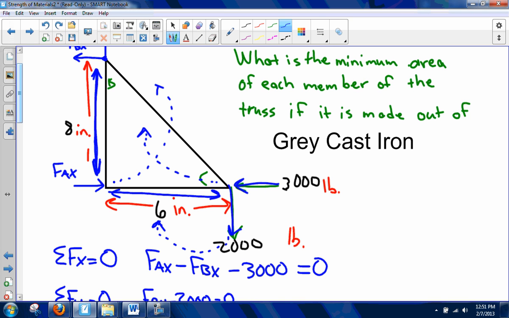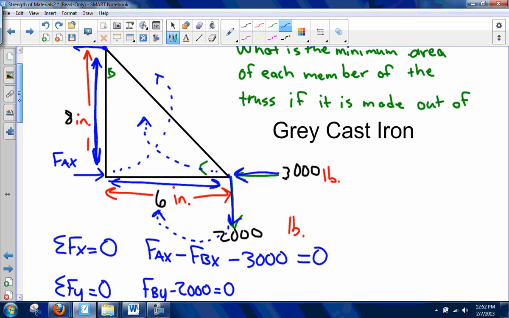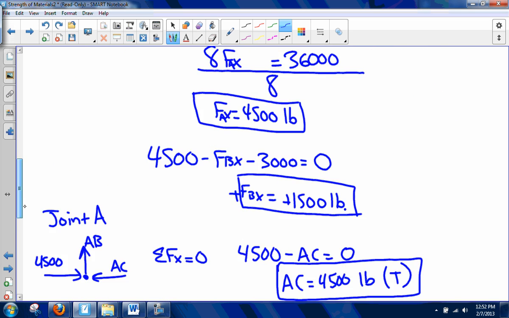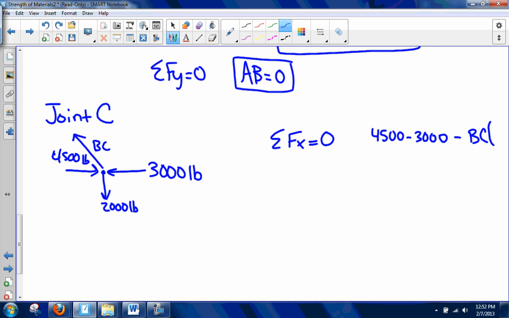Well, what I happen to know is that if I do a 6 and an 8 and I divide that by 2, I get a 3, 4. I know the last one's going to be 5. So the x part is going to be 3. The total part is 5. So that's going to be BC times 3 over 5. And this is equal to 0. So I get 4,500 minus 3,000. I'll get 1,500 minus 3/5 BC equals 0.